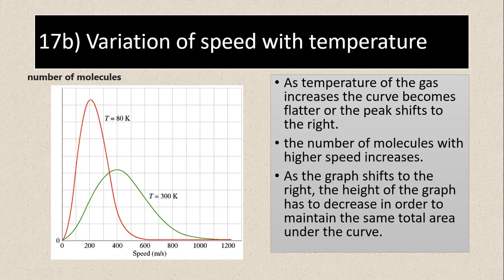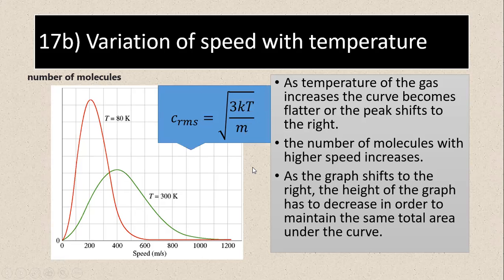The height of the graph, the maximum one, the most probable speed, becomes lower. Height of the graph has to decrease in order to maintain the same total area. Right? The area under the green graph and the area under the red graph must be the same. If it's spread out, then the height must go down. Or we can use this one to help us understand. Root mean square speed for higher temperature will be larger. That's why the peak has to shift to the right: higher temperature, higher speed, sorry.